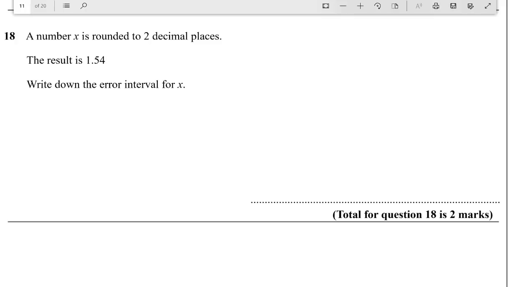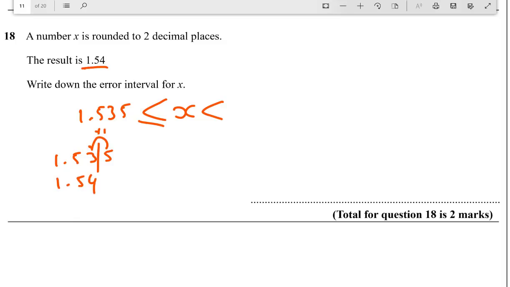Question number 18. A number x is rounded to 2 decimal places. The result is 1.54. Write down the error interval for x. So when we write an error interval, we need to write down x is greater than or equal to a number, and smaller than another number. So a number that we round, we get 1.54. So we can have 1.535. If you round 1.535, we add 1 to that, and that gives us 1.54.